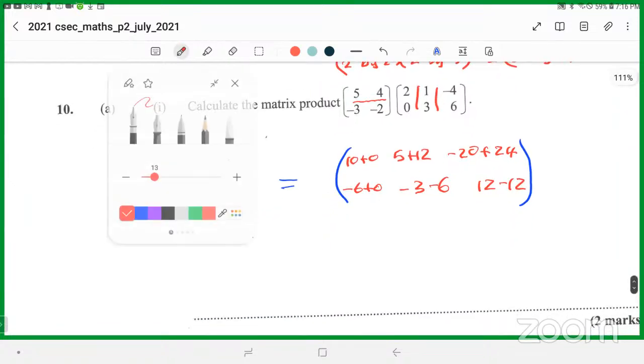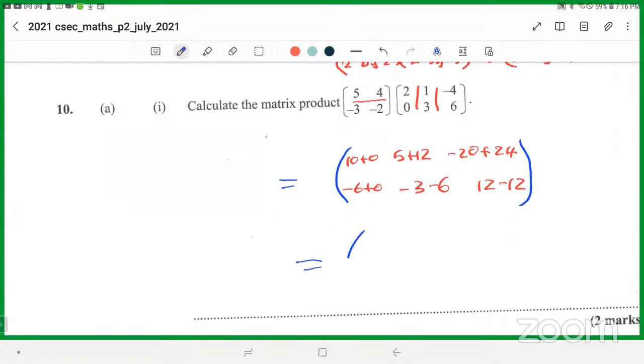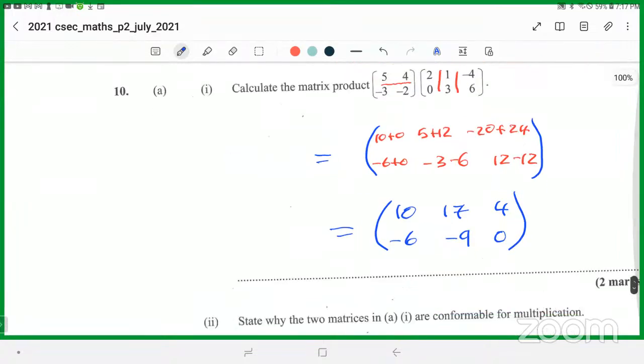Don't give away these questions. They're too easy. Just focus, concentrate. This becomes 10. This becomes 17. This becomes 4. This becomes -6. This becomes -9. And this becomes 0. And that is the answer. All right? So that's a calculation for 2 marks. Don't worry about the marks. If you never get it, go and redo it.